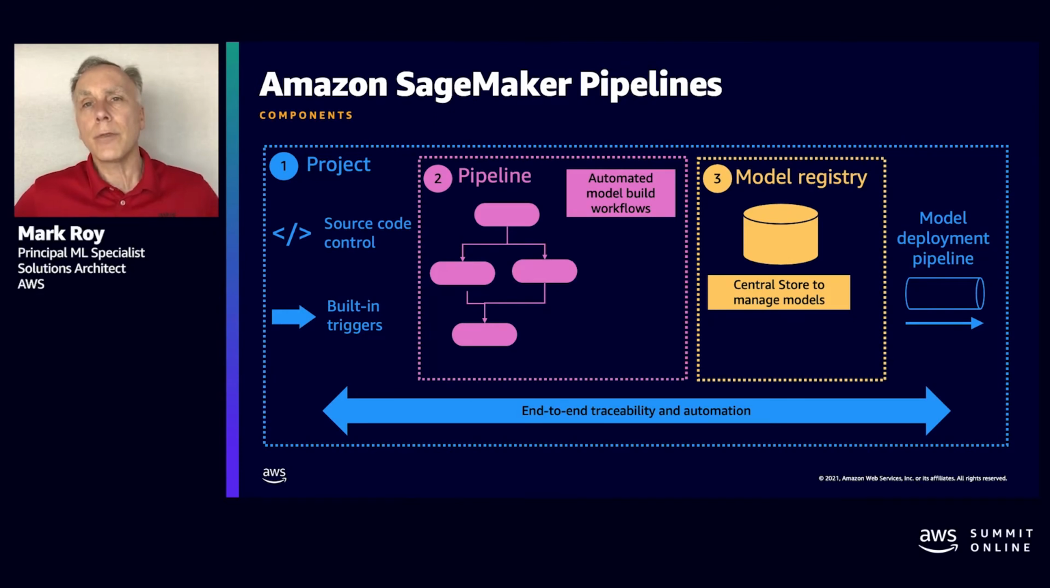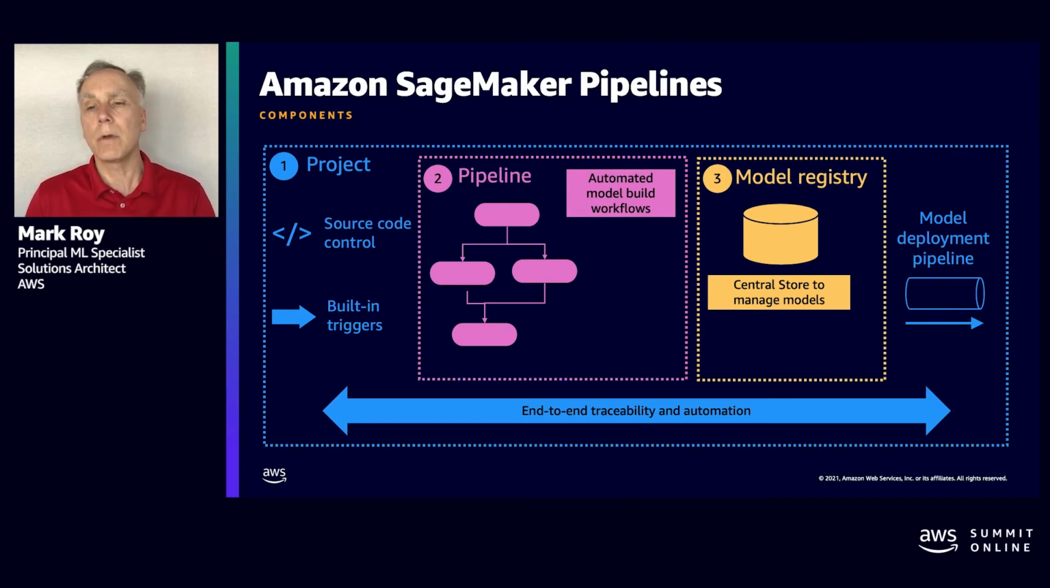Next, let's talk about the three main components that are provided in SageMaker Pipelines. One is a project. So in Studio, you can create a brand new project based on a template that SageMaker provides, or you can customize those templates or provide your own. That will get you access to source code repositories and have built-in triggers for rerunning pipelines, which brings us to the second component, and that is the pipeline itself. This is where we're dealing with automated model build workflows for training models across steps with conditional steps as well, and the ability to have multiple executions of those all fully managed on your behalf.